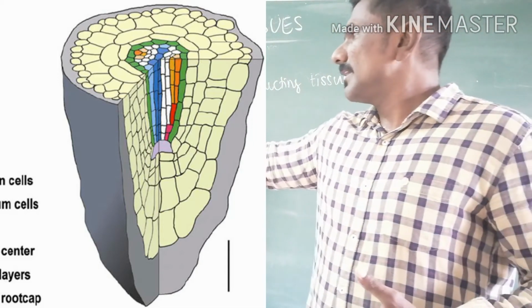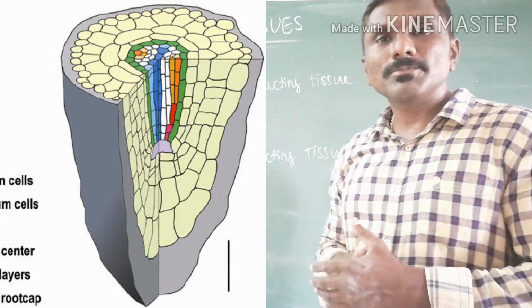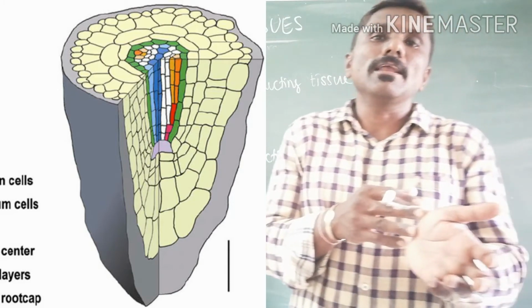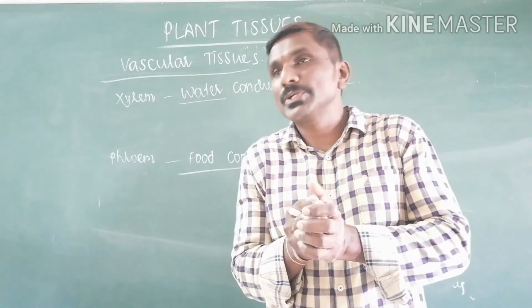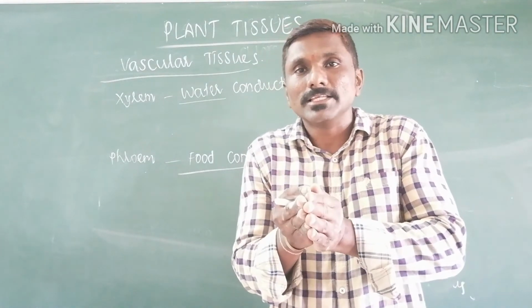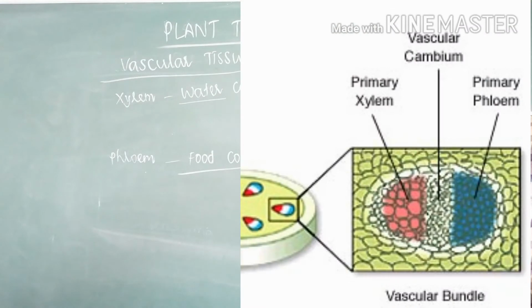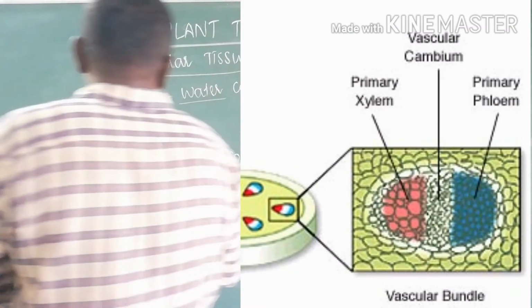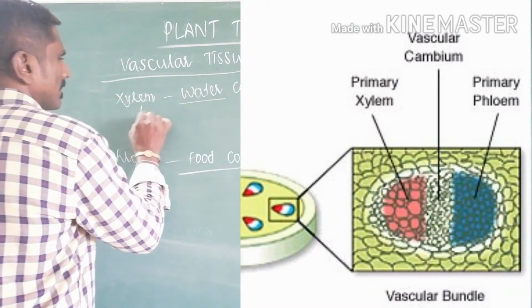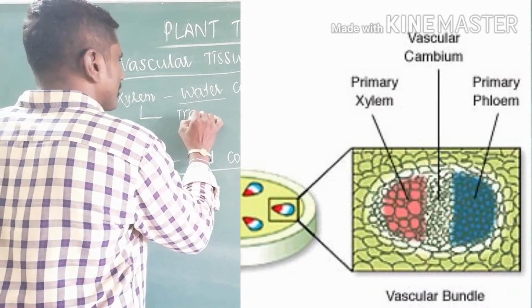So what are the variations? Is there any difference between the phloem and xylem? These both are vascular tissues which are present side by side. So how can we differentiate? This is a xylem and this is a phloem. And in the xylem, we have cells like tracheid cells.